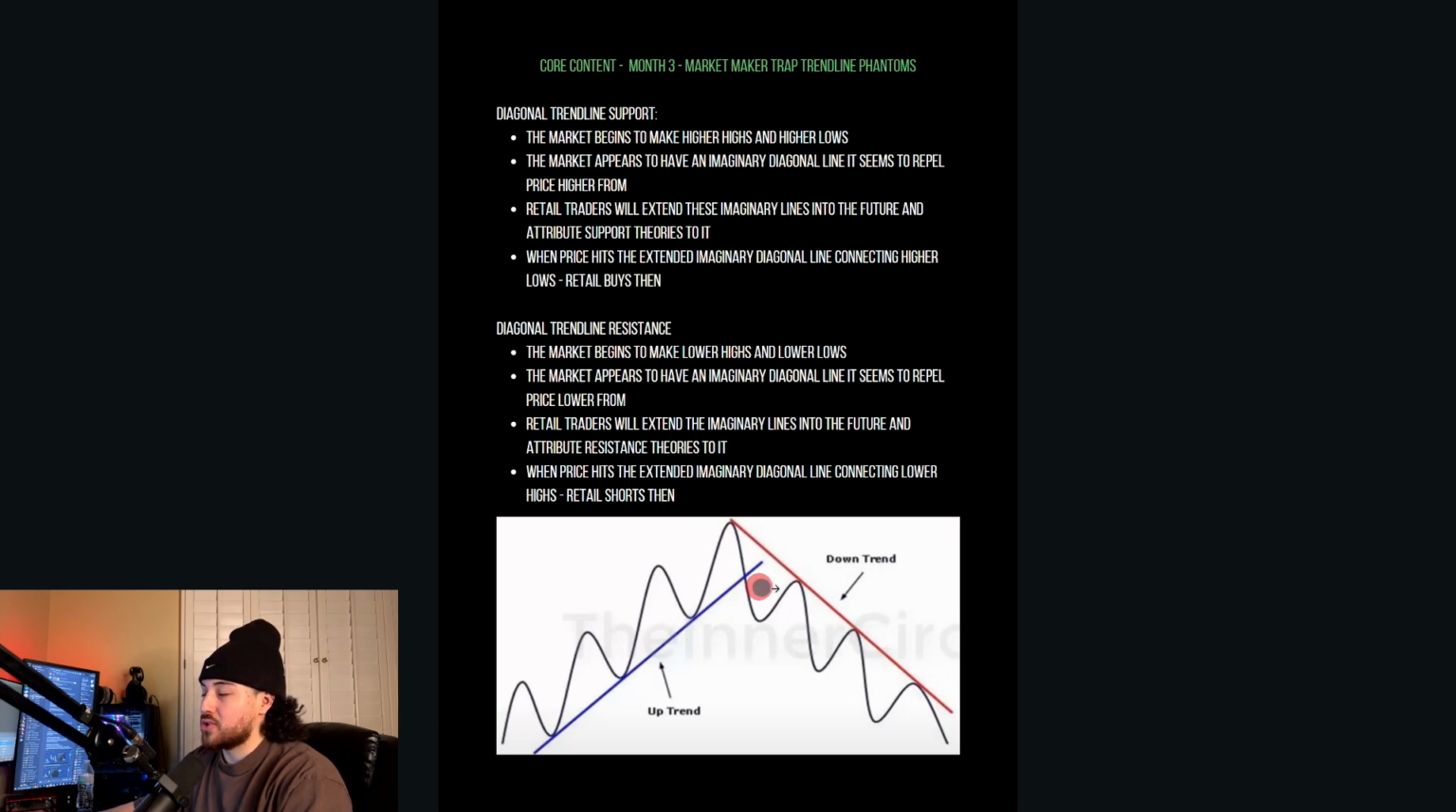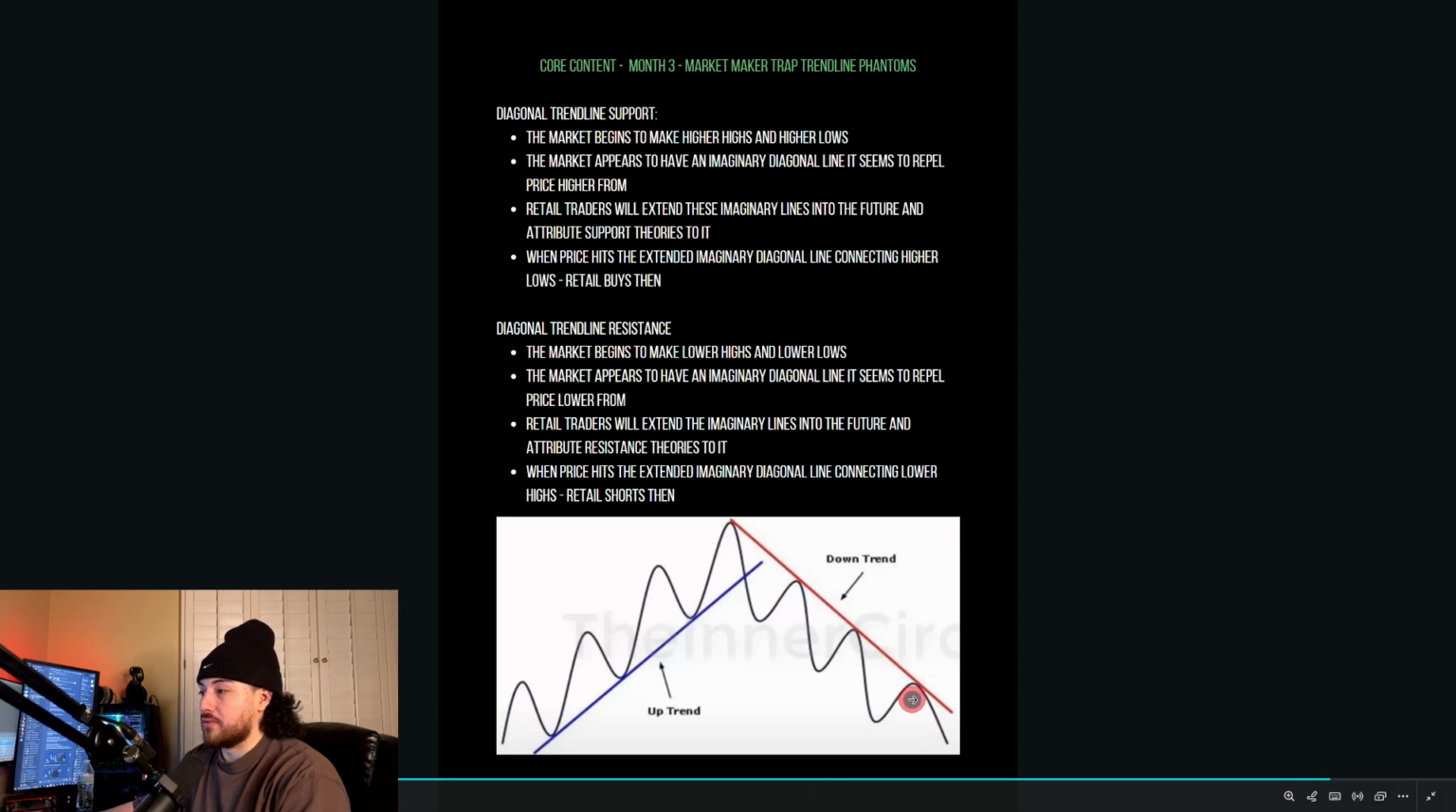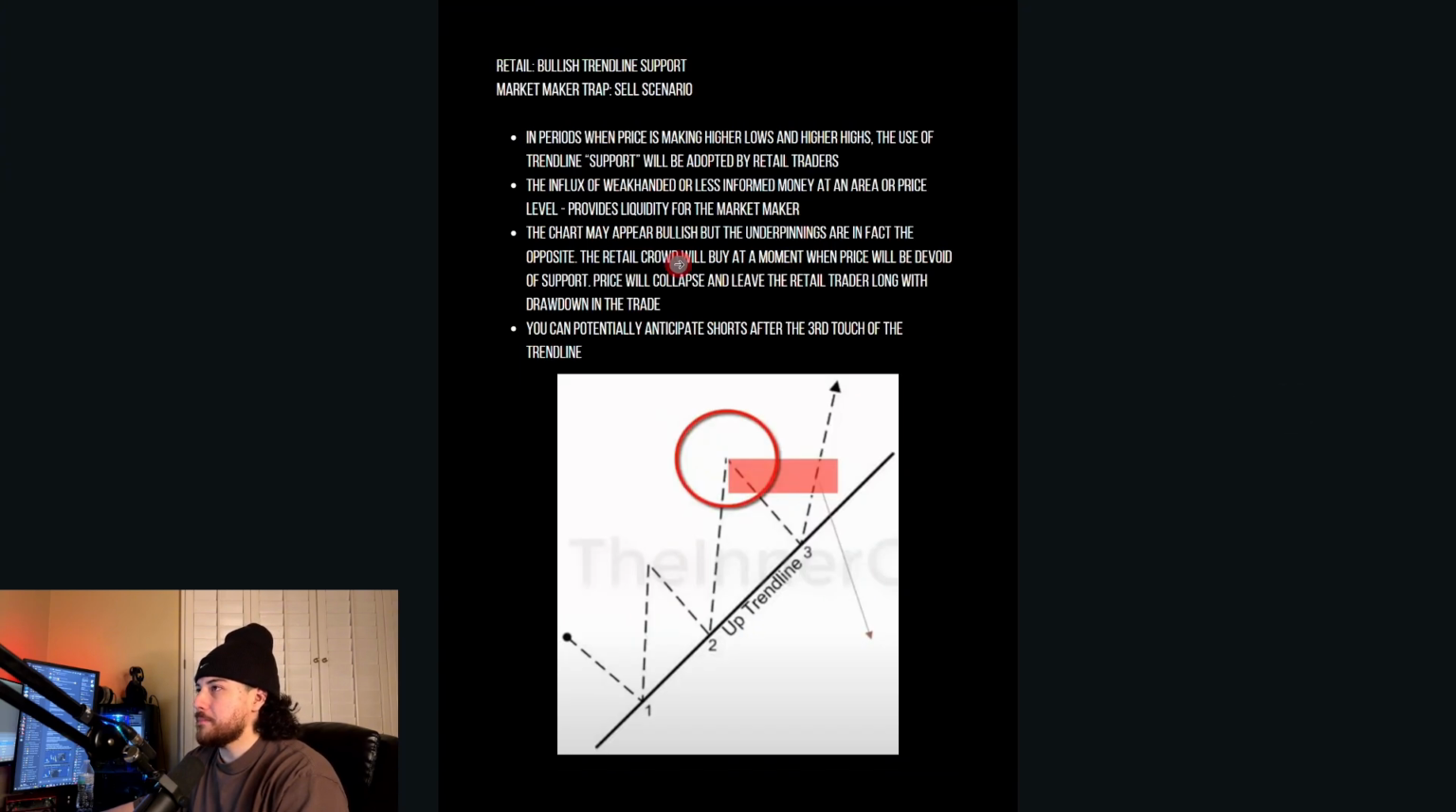Now, with the downtrend, it's the exact same thing, but obviously price is going lower. As retail traders, or I shouldn't say we, because realistically we wouldn't be using it, as a retail trader, people will be drawing this imaginary diagonal line of resistance, thinking that every time price taps this line of resistance, price will repel, and continue to drop on lower.